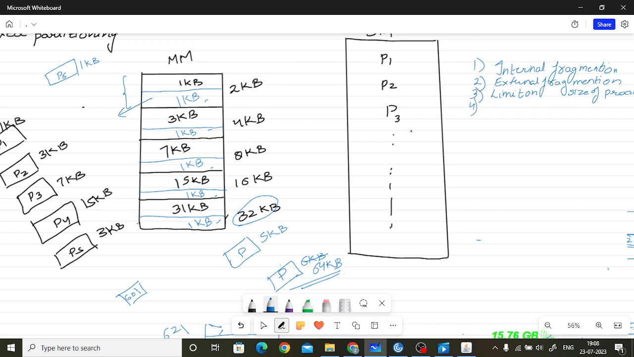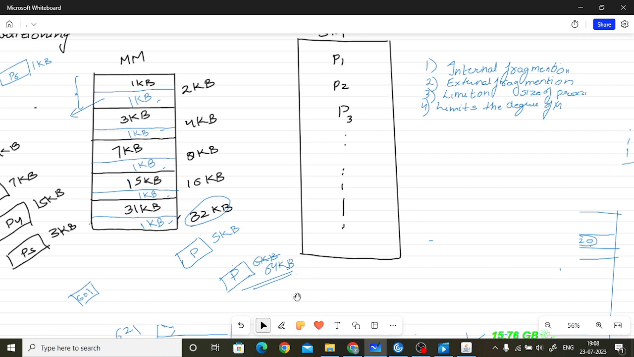And the fourth disadvantage in using the fixed partitioning method, either variable size fixed partitioning or fixed size fixed partitioning, is that it limits the degree of multiprogramming.